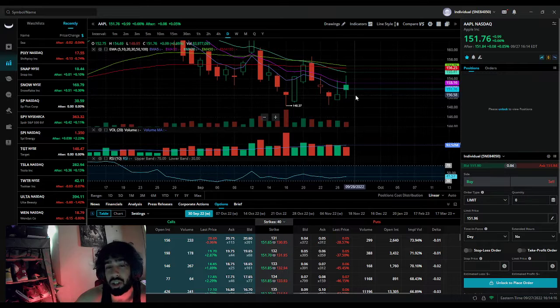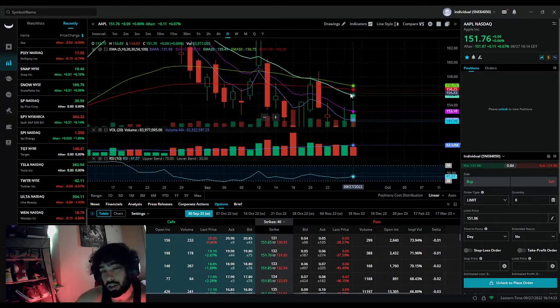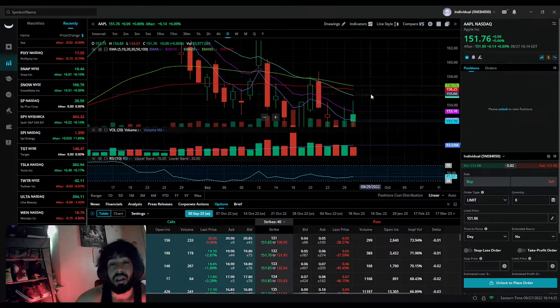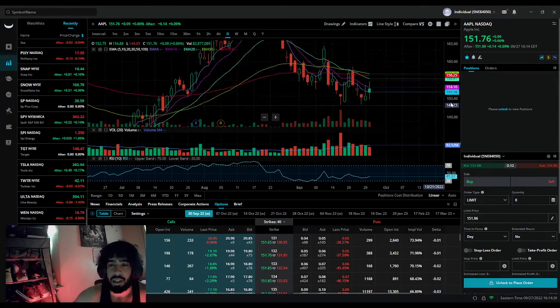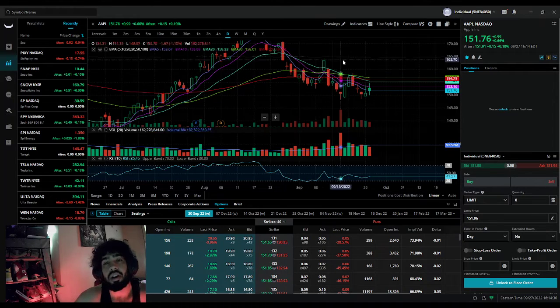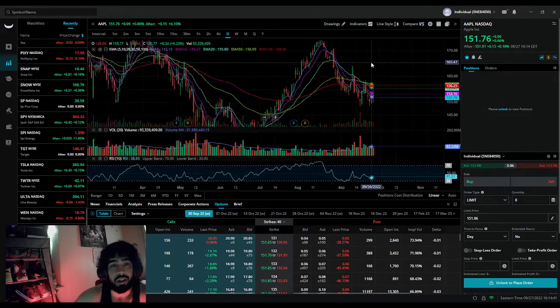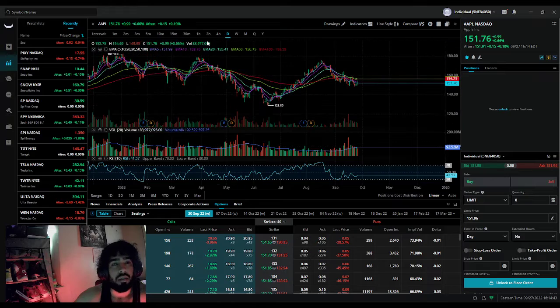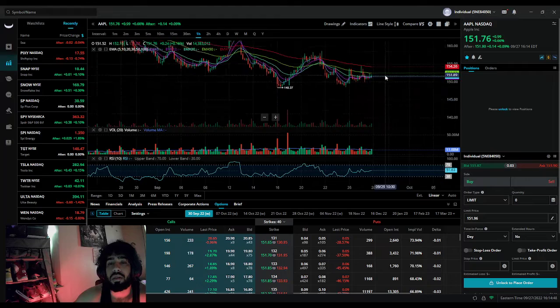Shorter term, it's bullish, but longer term is bearish because it is still under these three major EMAs: the 100, the 200, and the 50. I still want to see it break out of these, up to the 150, 160 area, right around here. So short term it's a little bit bullish, long term is bearish. Let's break it down to the hourly and find out.